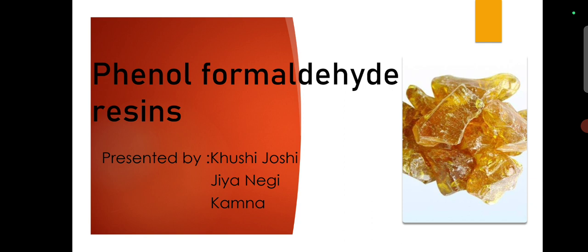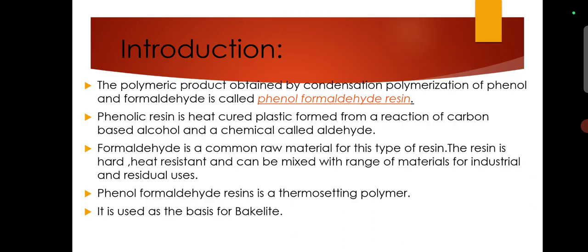The topic of our presentation is phenol formaldehyde resins. Phenol formaldehyde resin is a polymeric product obtained by condensation polymerization of phenol and formaldehyde. Now, what is condensation polymerization? In this process, the two monomers come together and condense, meaning club together, to form a linkage which gives a byproduct. The raw materials used in this process are phenol, resorcinol, and formaldehyde.